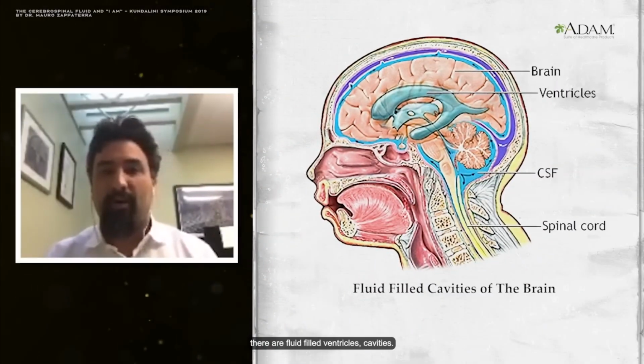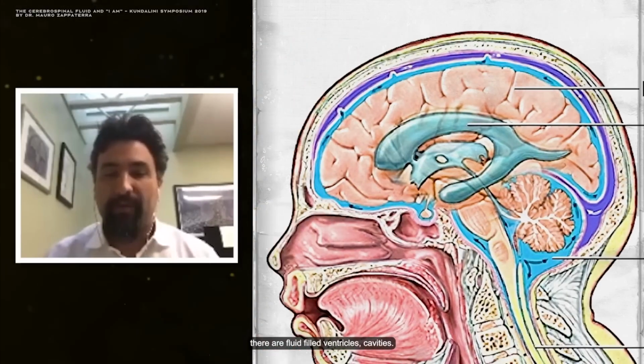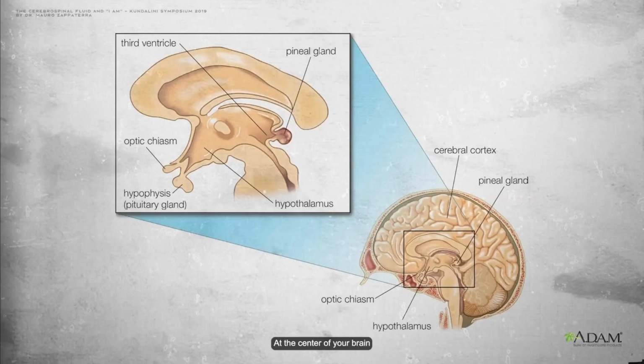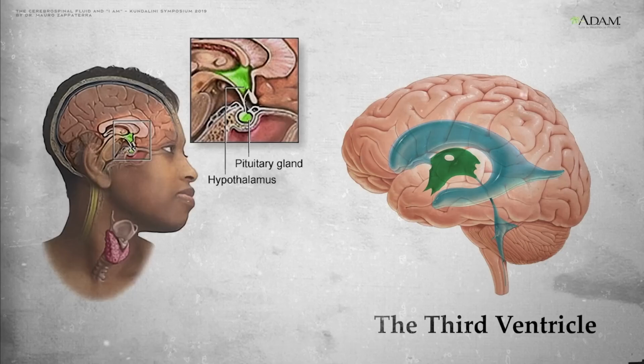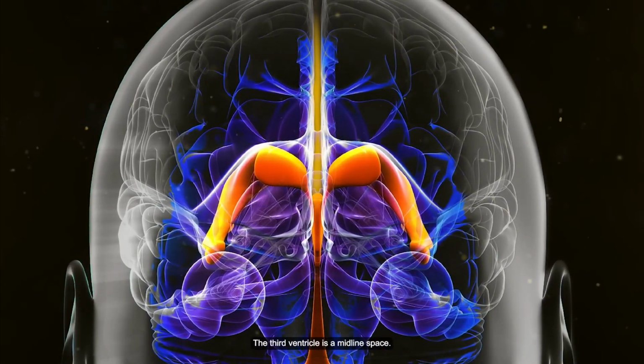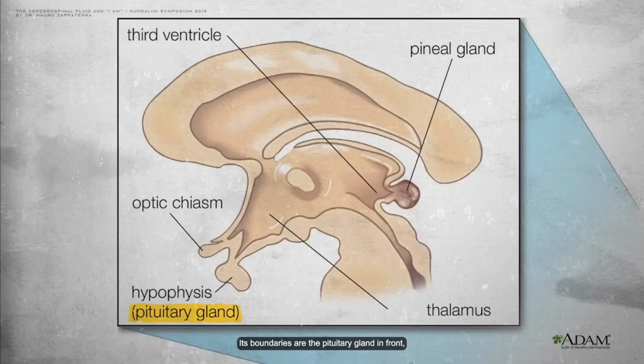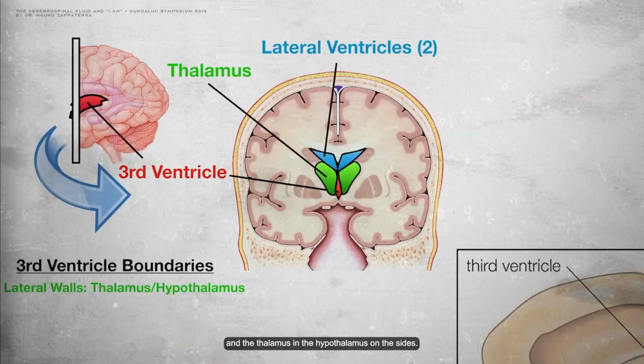In your brain, there are fluid-filled ventricles, cavities. At the center of your brain, at the same location of your third eye, your brow center, there is a cavity called the third ventricle. The third ventricle is a midline space. Its boundaries are the pituitary gland in front, the pineal gland in back, and the thalamus and the hypothalamus on the sides.